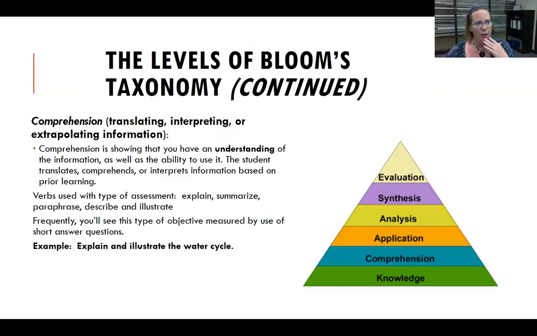At the second level, we have comprehension, which is translating, interpreting, or extrapolating information. Comprehension is showing that you have an understanding of the information as well as the ability to use it. The student translates, comprehends, or interprets information based on prior learning. Verbs used with this type of assessment include explain, summarize, paraphrase, describe, and illustrate. Frequently, you'll use this type of objective measured through the use of short answer questions. For example, explain and illustrate the water cycle.